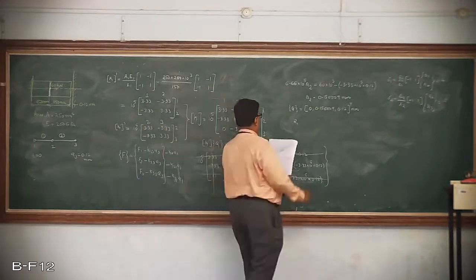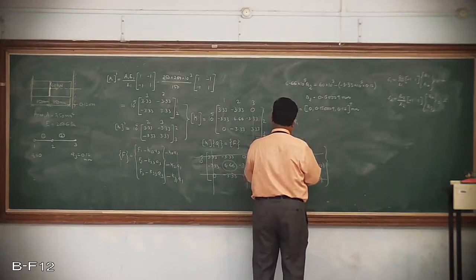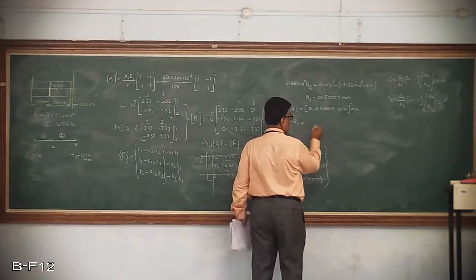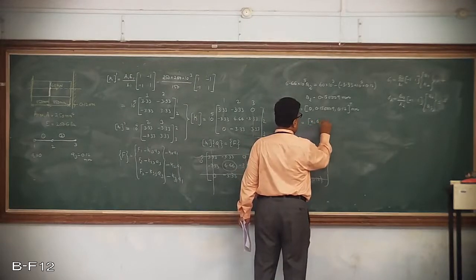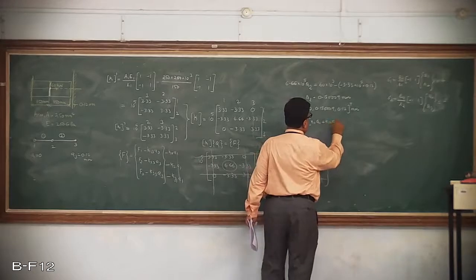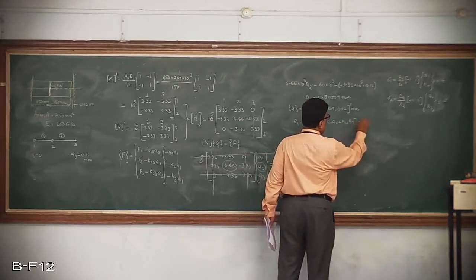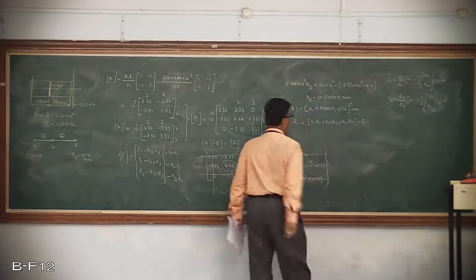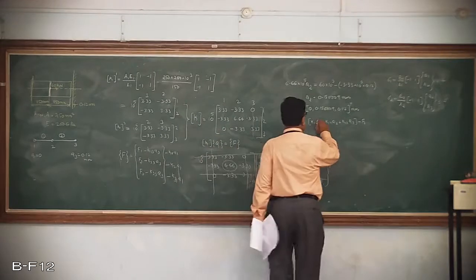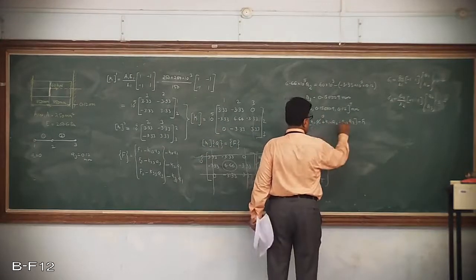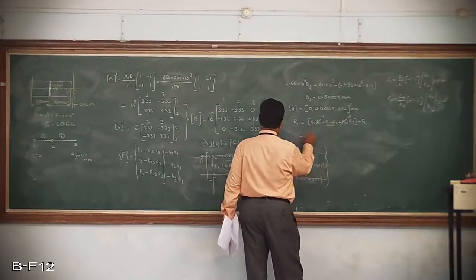Whereas when you calculate the reactions as such, again I have told you, there are two methods. One is the first row: K11 Q1 plus K12 Q2 plus K13 Q3 minus F1. This directly will give you the reaction R1. So if you look at this, Q1 is 0, Q3 is 0, K13 is 0. So what remains is only this one.